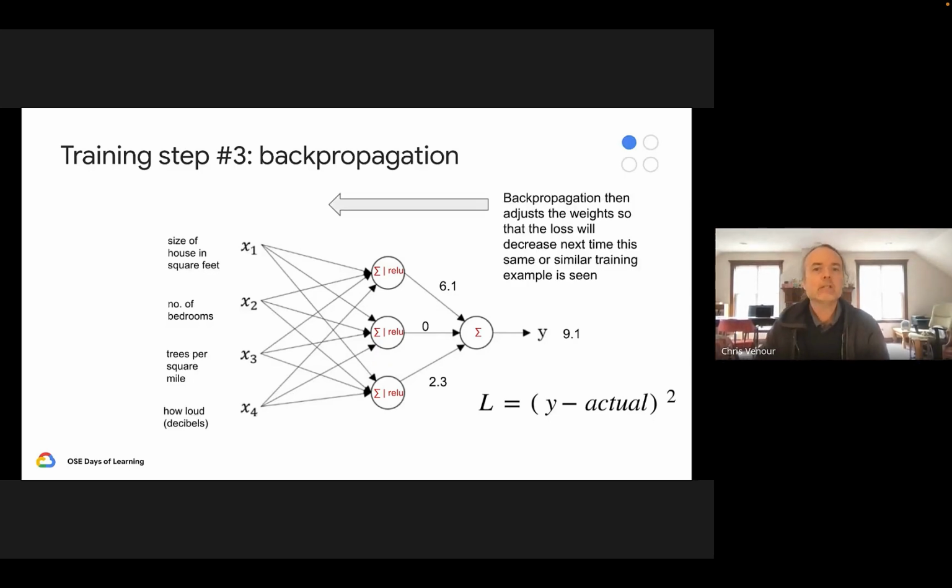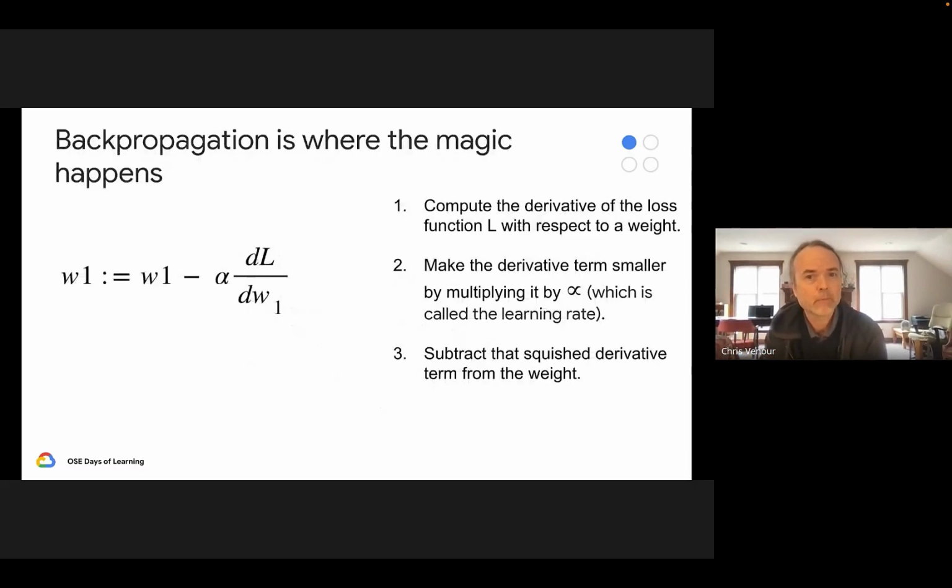And backpropagation is probably the most interesting part of the training process, because during backpropagation, the network's weights are updated so that, as I mentioned earlier, the next time the network encounters the same or similar data, its prediction will be more accurate. And so the line of code you see here is really where the magic happens. This is how the weights are updated. And so this really is how the neural network learns over time.